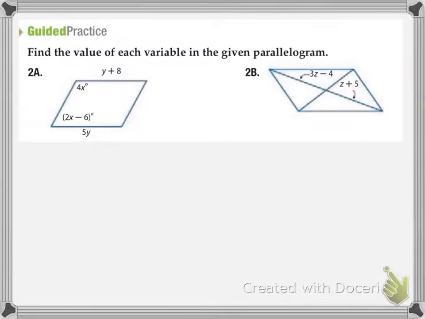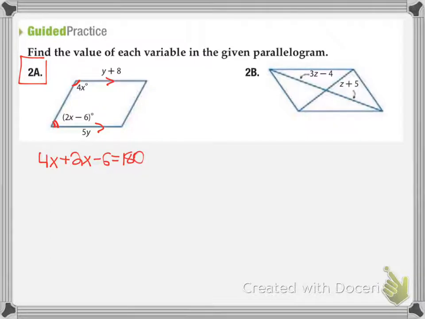Now we're going to look at some examples involving using those properties. So let's start with 2a. Let's solve for x first, see if we can figure out how to do that. So here x stands for this angle, and it also is used in this angle. So looking at those two angles, if this is a parallelogram, we know that those two angles are same side interior. So they are not congruent to one another, they are supplementary. So 4x plus 2x minus 6 has to be 180. So don't set those equal to one another.